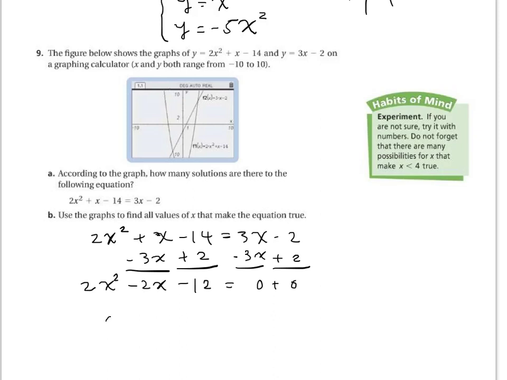Now dividing both sides by 2, because you can divide 2 by 2, negative 2 by 2, and negative 12 by 2. So we'll have x squared minus x minus 6 equals 0. And you can use the factoring method by looking for two integers that add up to negative 1 and multiply to negative 6, or you can use the quadratic formula anytime you want.